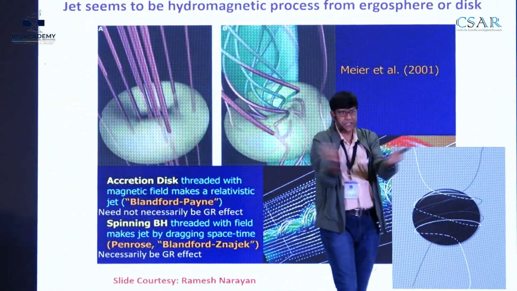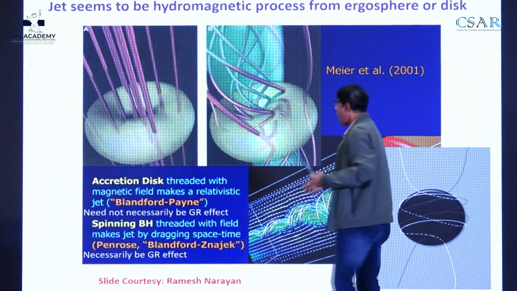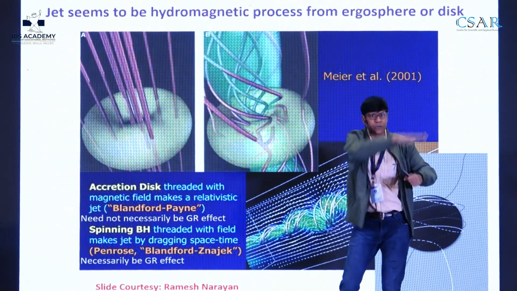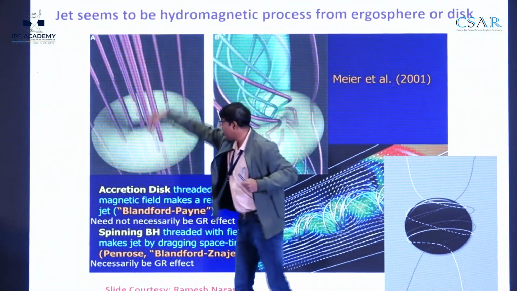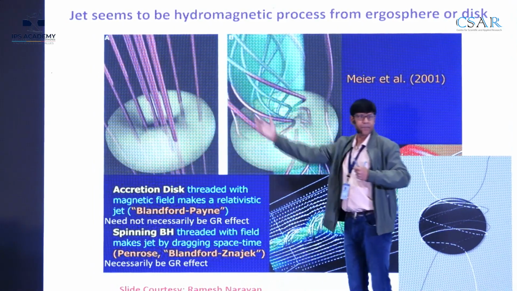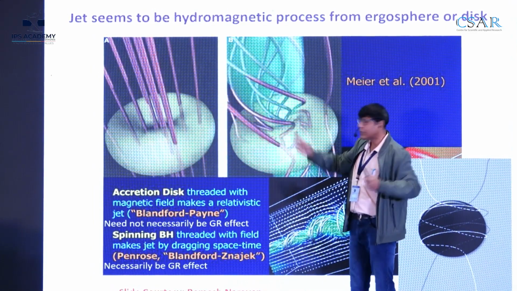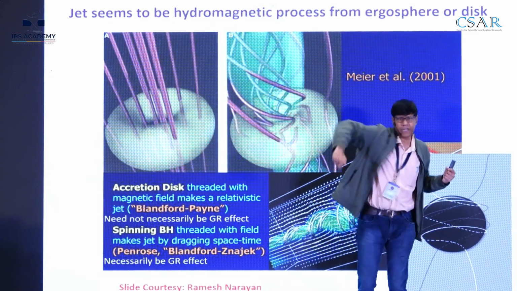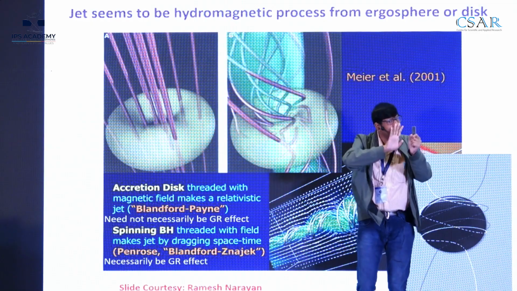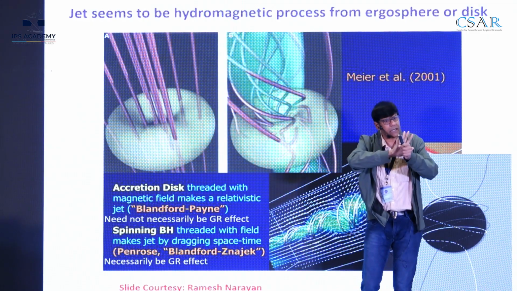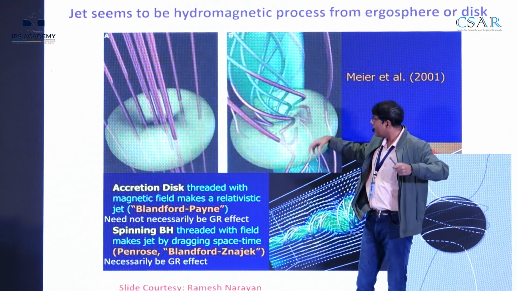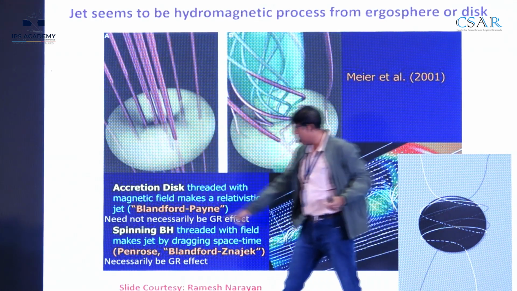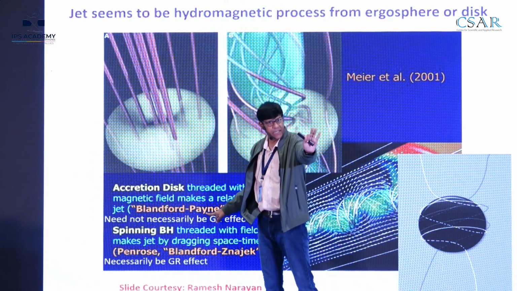Ergo region, the ellipsoid region, is always rotating. Or the outside region, the accretion disk, is also rotating. Either of the situations is giving rotation, and due to rotation, field lines are twisted. And due to twisted field lines, two possibilities are happening. In the outer region, when the twist is due to the accretion disk, those are not necessarily general relativistic, not necessarily non-inertial. Those are giving wind production called the Blandford and Payne process, which need not be general relativistic.